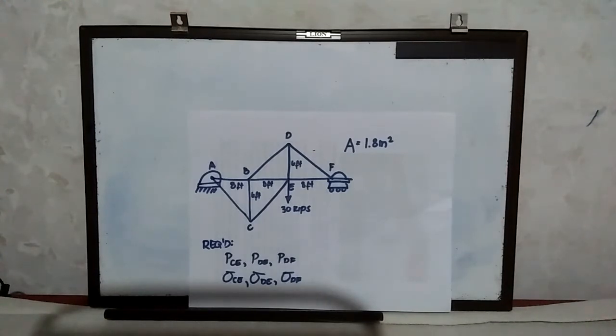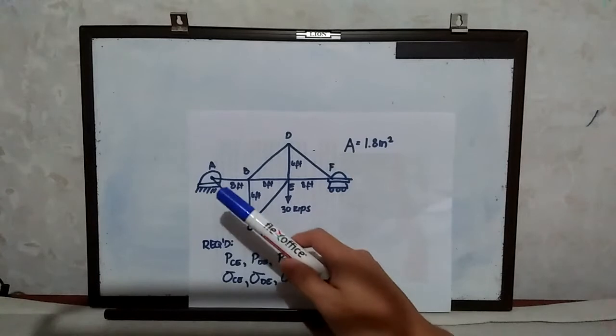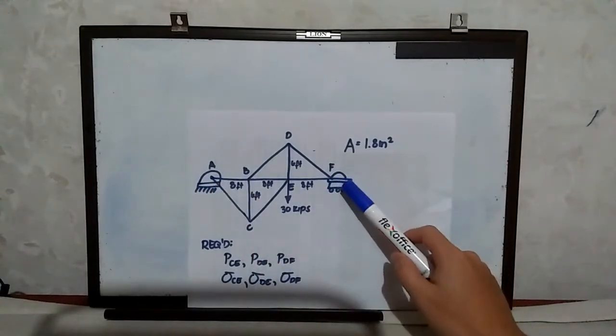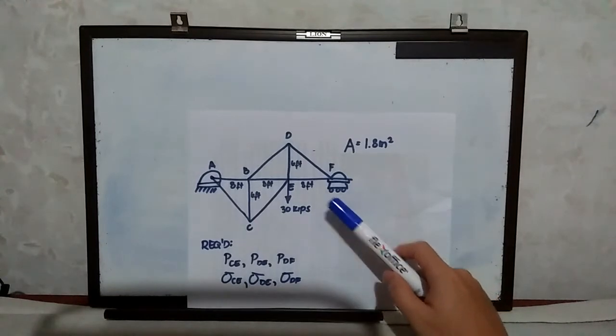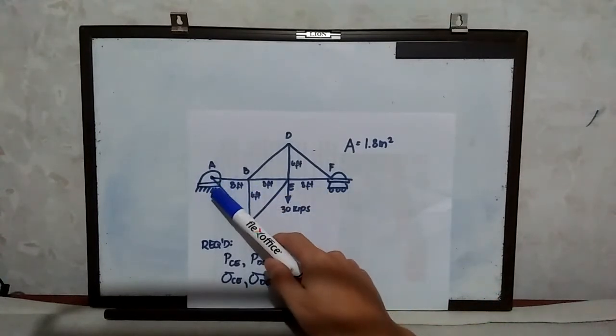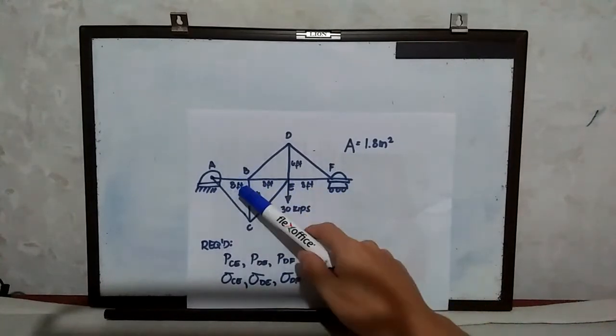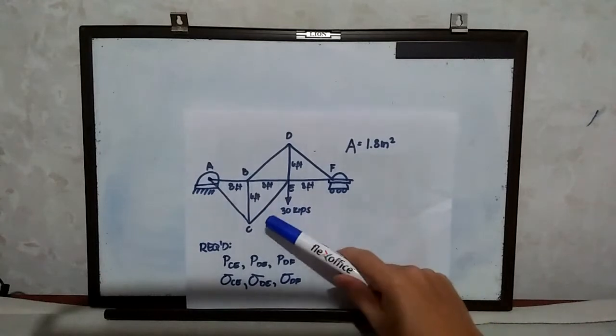I have here the free body diagram of the structure. We have here at point A and point F its corresponding supports. For point A, we have a pin, and for F, we have a roller. And this is the structural geometrical shape of our truss.